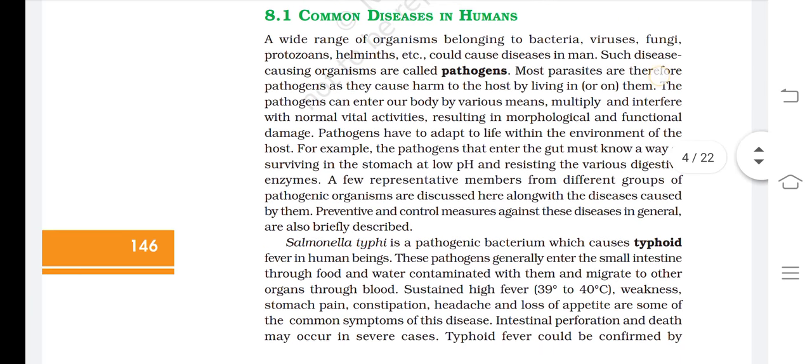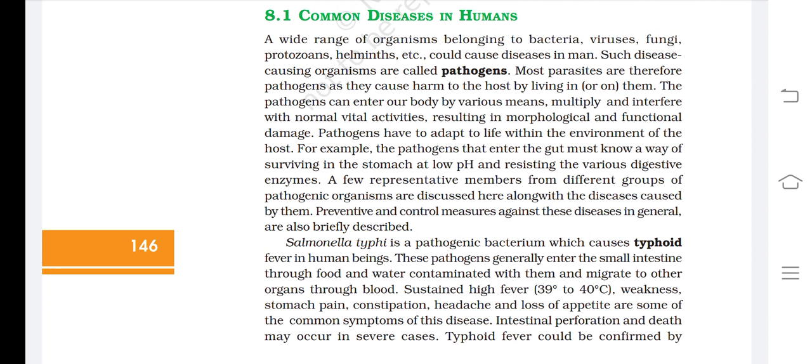Common diseases in humans. A wide range of organisms belonging to bacteria, viruses, fungi, protozoans, helminths, etc. could cause diseases in man. Such disease causing organisms are called pathogens. Most parasites are therefore pathogens as they cause harm to the host by living in or on them. The pathogens can enter a body by various means, multiply and interfere with normal vital activities, resulting in morphological and functional damage.